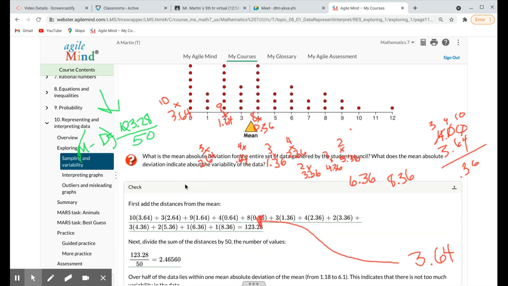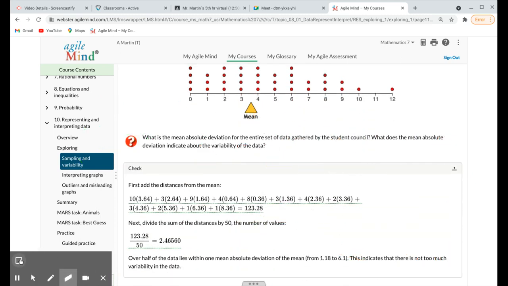So if we come down here, we'll see that. And you'll notice that over half of the data is what, Vincent? My boy Vincent ain't been answering real fast today. Over half of the data lies within one mean absolute deviation of the mean, from 1 and 1/100ths to 6 and 1/10. This indicates that there is not too much variability in the data.